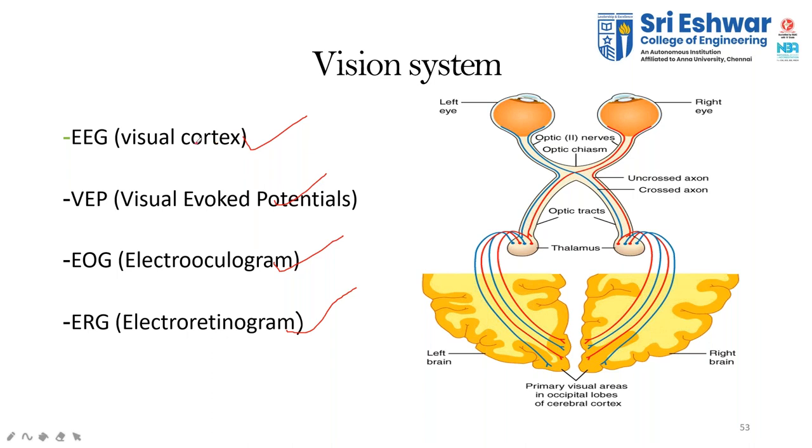So I can diagnose the eye with the help of the EEG signal as well. And for visual evoked potentials, I'm going to place some electrodes near your eyes and skull, I mean the scalp, so that I can take VEP potentials as well. And with EOG, electrooculogram, and electroretinogram, the functions of the retina and the eye nerves, optic nerves, will be diagnosed with the help of all these technologies.